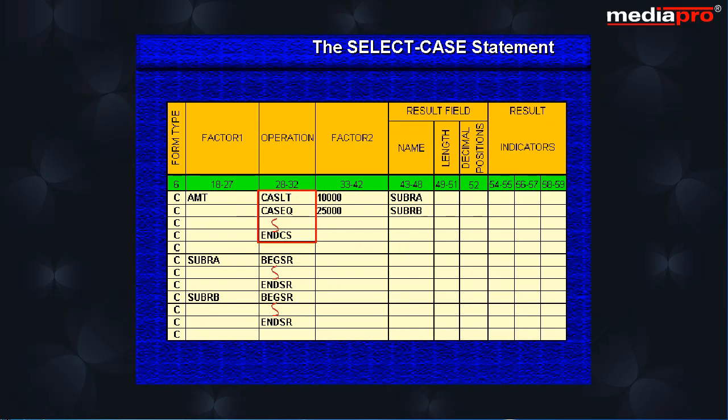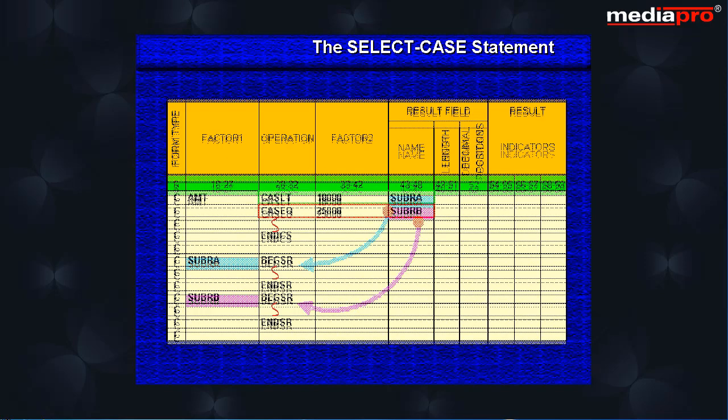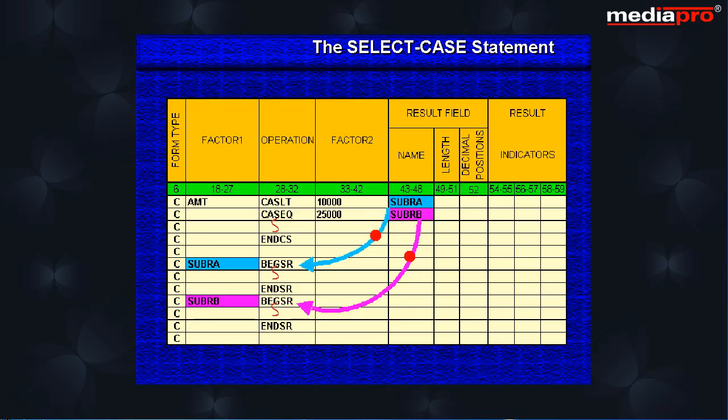The case operation is almost similar to the select. When using case, we write a separate subroutine for each condition. In the case statement, we pass control to the corresponding subroutine. The conditions are checked sequentially one after the other starting with the first. In the first condition, if the value of the amount is less than 10,000, the subroutine sub RA is called.